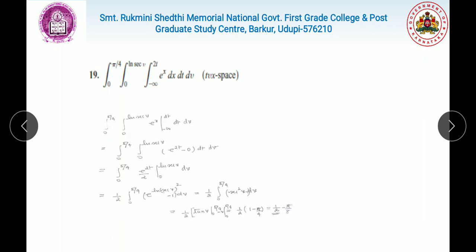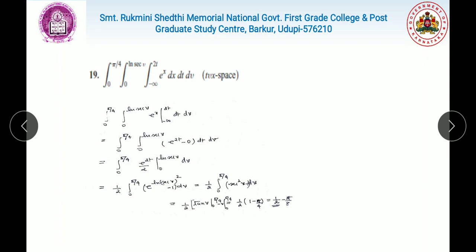Question number 19. Here again the variables are in the t, v, x space. So innermost variable is x. When you integrate with respect to x, e power x remains as e power x. So put the limits minus infinity to 2t. I mean lower limit. Actually you have to take the limiting case as b tending to minus infinity, but we can write in this form.